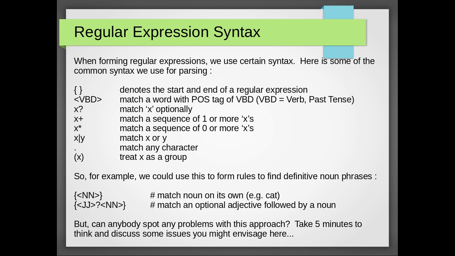Can anybody spot any problems with this approach? What I want you to do is just spend 5 minutes or so having a think, maybe chat over Slack, throw around some ideas. Have a think about any potential issues you might envisage with using this approach for trying to find our definite noun phrases so we can find our named entities. That's, after all, the ultimate goal of what we're trying to do. Once you've had a think and a discussion, then move on to the next video and we'll take it from there.